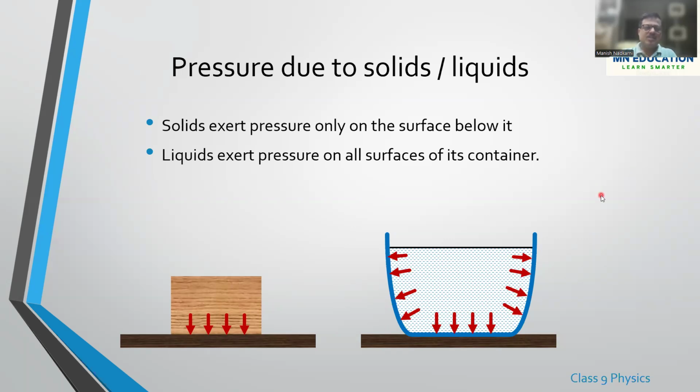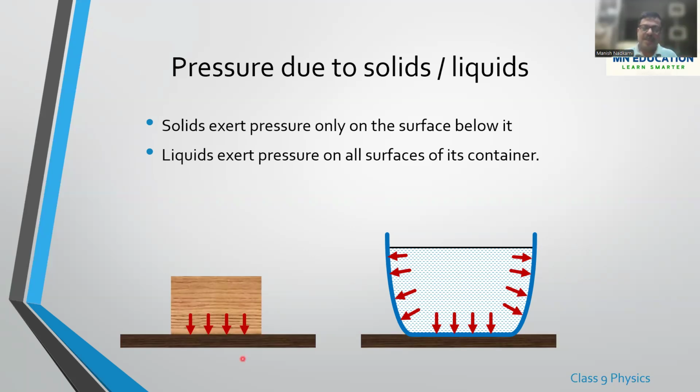Pressure exerted by a solid and pressure exerted by liquids. What is the difference? Imagine a wooden block placed on a horizontal surface. Due to the weight of the wooden block, due to the downward gravitational force on it, it will exert pressure on the surface below it. A solid block will exert pressure only on the surface below it due to its weight.